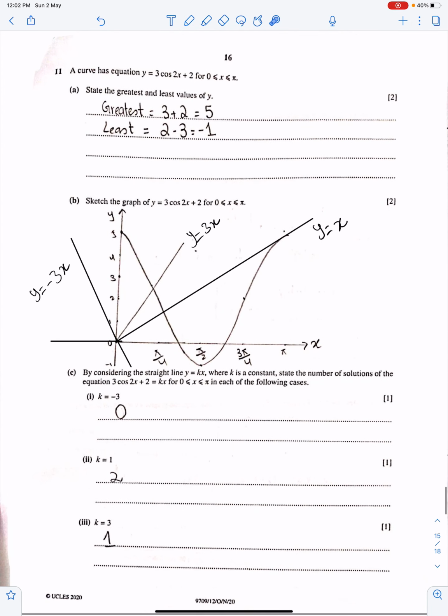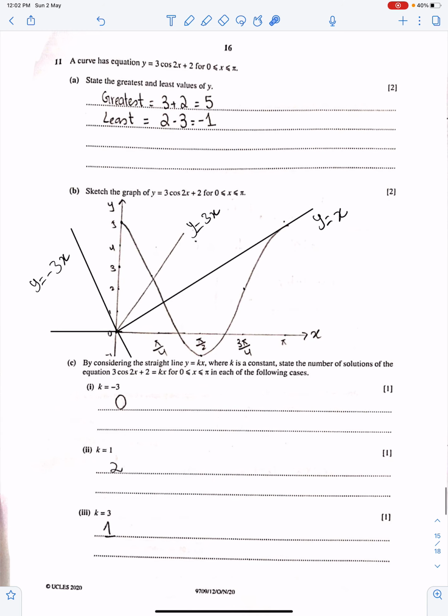I think this is the last question of this lecture and this paper as well. Question number 11. A curve has equation y is equal to 3 cos 2x plus 2, and this is the domain. State the greatest and least values. Well, the greatest value will be c plus a and least value will be c minus a. So c plus a is 5 and c minus a is minus 1.